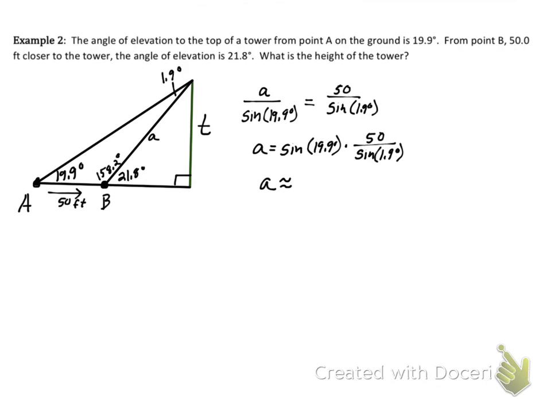Did anyone get A for me? What'd you get? 513.3. That's exactly what I got. 513.3 feet. All right, so now we know A. You don't have to do this, but I'm going to redraw this triangle really quick with the information I now know.